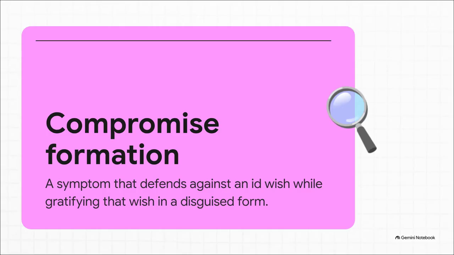This brings us to a beautiful concept called compromise formation. The key takeaway here is that neurotic symptoms aren't just random errors. They're more than just adaptive. They are highly creative solutions to an internal war.